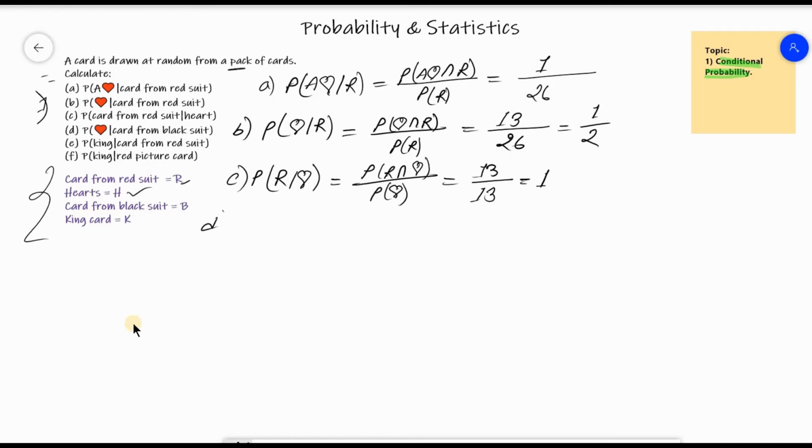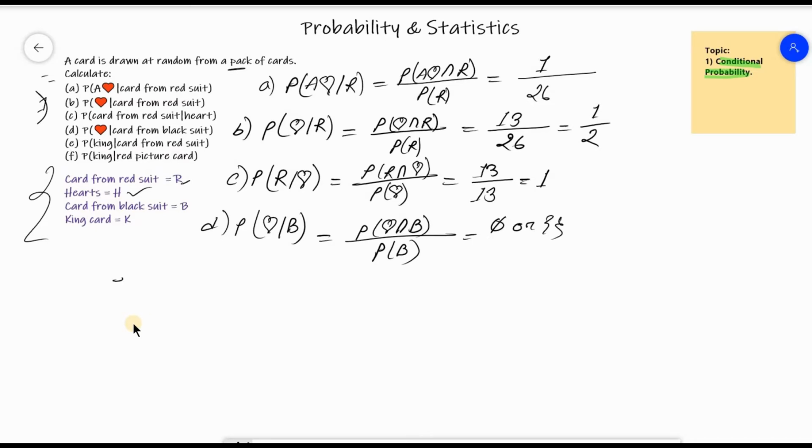Moving on to number D, we have to find out the probability of heart given that the card is from black suit. So we can rewrite it like this, probability of heart and black suit divided by probability of black suit. Now in this case, we know that a heart card can never be from a black suit, so this is not possible. So this will be an empty set, and this result will be denoted by this one, or we can also use this one.